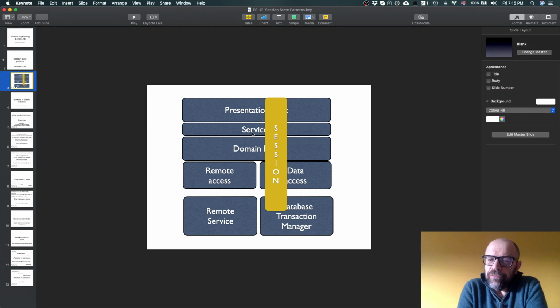Of course, if the information is in the database, this is very nice if you have a cluster of servers, because then the session is in the database and you don't worry, so all the servers share the same session. So read these patterns and enjoy.